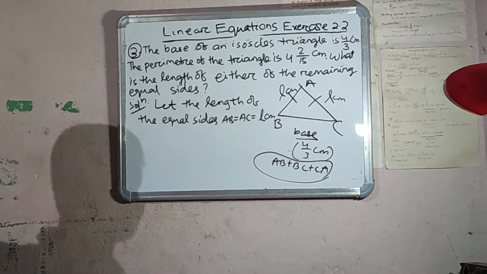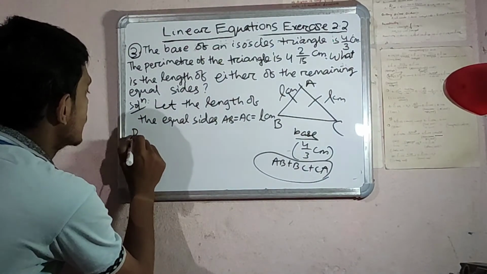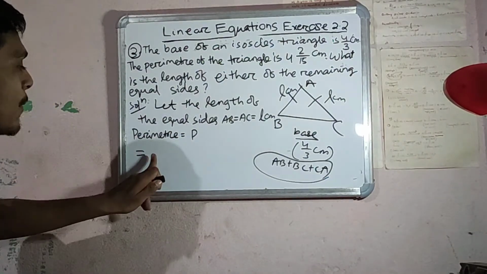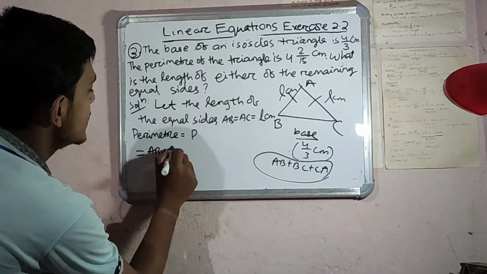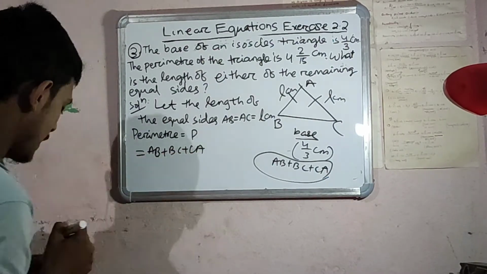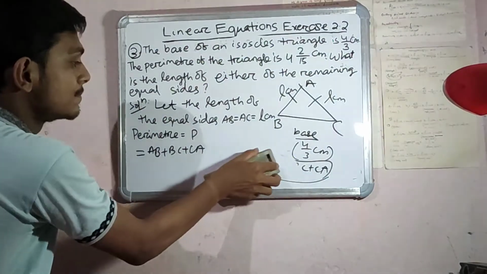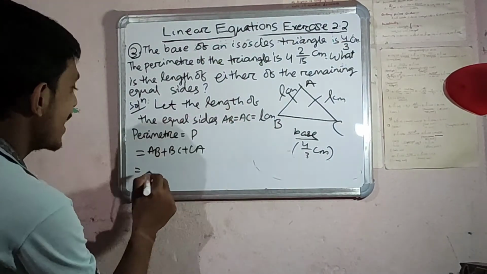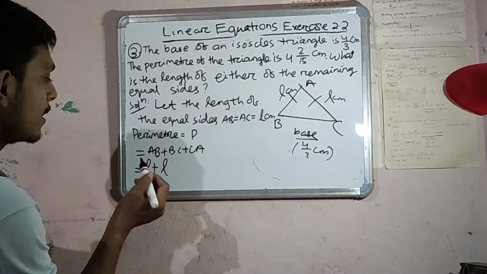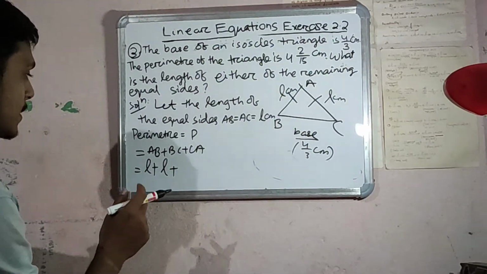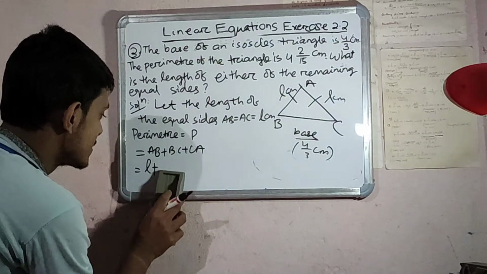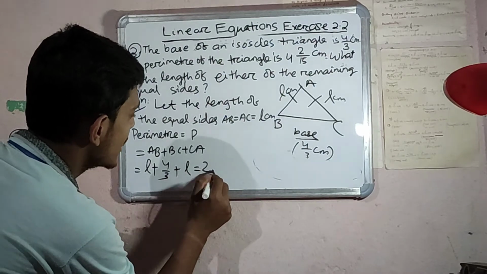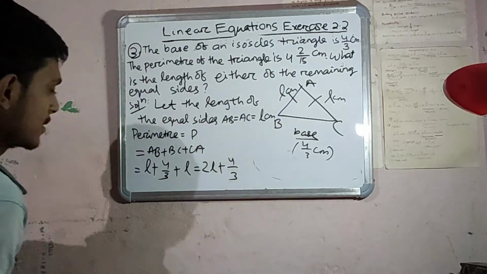So the perimeter, that is P, is equal to how much? That is AB plus BC plus CA. This is the perimeter of the triangle. So we have AB equal to L plus BC plus CA. Sorry, BC is given, BC is equal to 4 upon 3 and CA is equal to L. That is, I can write 2L plus 4 by 3.